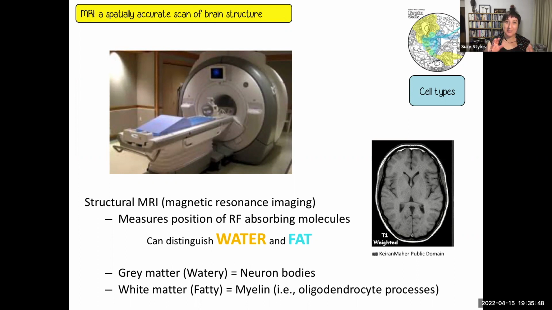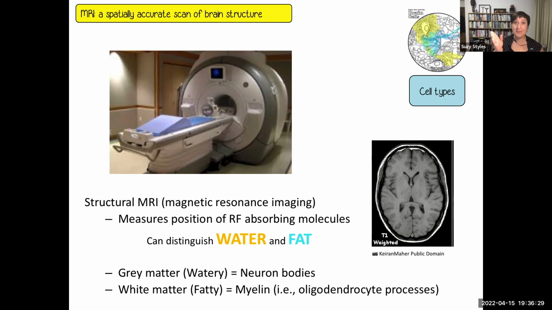It measures the position and density of radio frequency absorbing molecules. So in a way, it has a great sensitivity to certain kinds of tissue that contain a lot of water and certain kinds of tissue that contain a lot of fats. Now, since cell bodies are very watery, the gray matter and axon myelination results in a very dense fatty layer around the outside of the axon. That means that the white matter is going to be detected as structurally different from the gray matter.